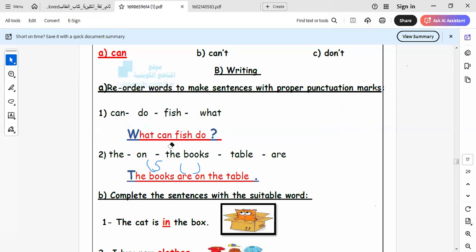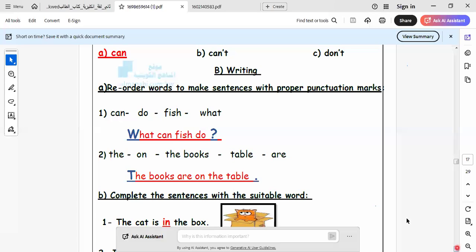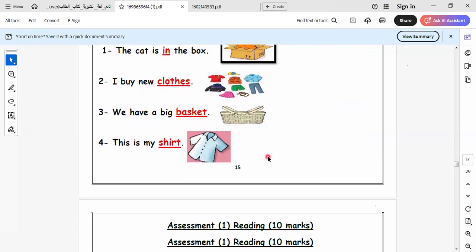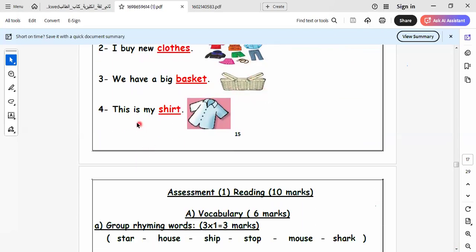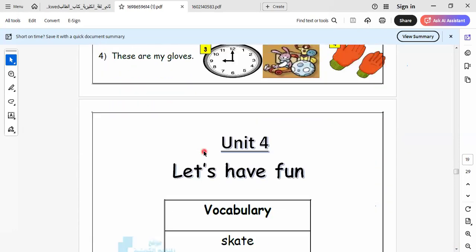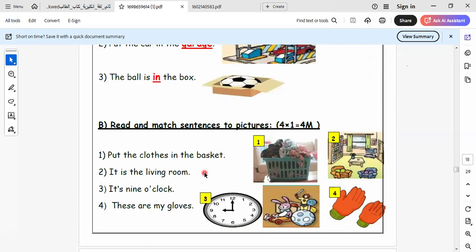Or another question here in this part. Here we say, the cat is in the books. I buy new clothes. We have a big basket. Here is, we have, this is my shirt. Here is also, I repeat again this. Here we say, put the clothes in the basket. Which one? Put the clothes in this one. It's in the living room.